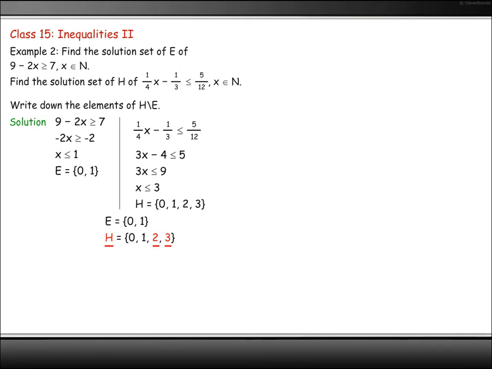H less E contains the elements in H that are not in E. The answer is the set with elements 2 and 3.